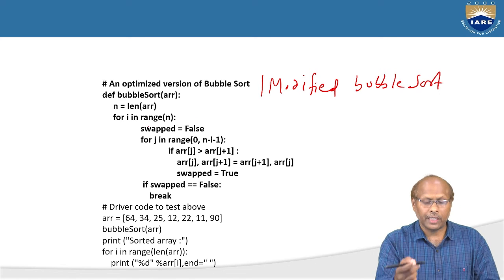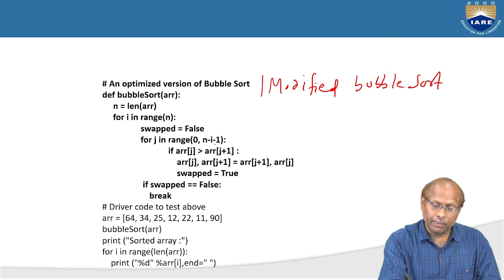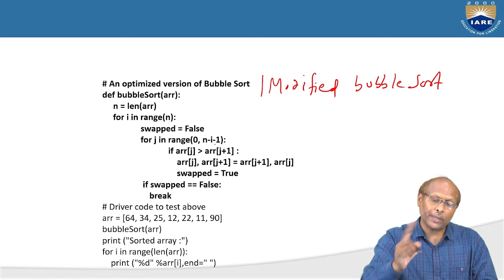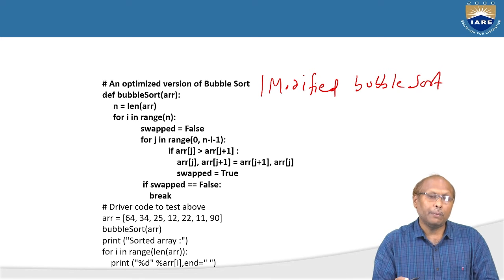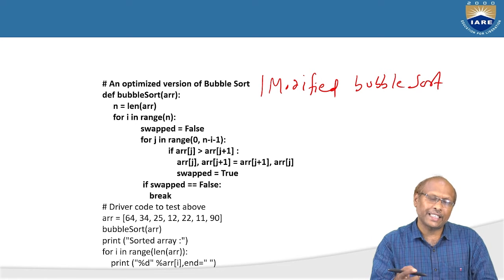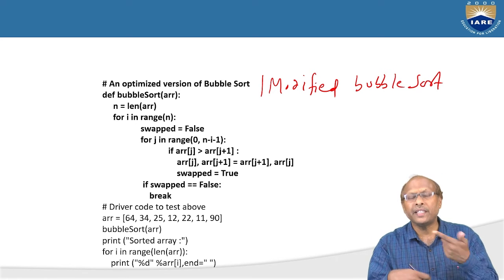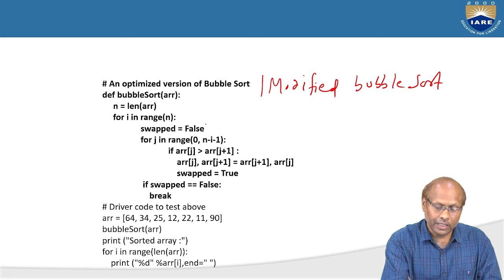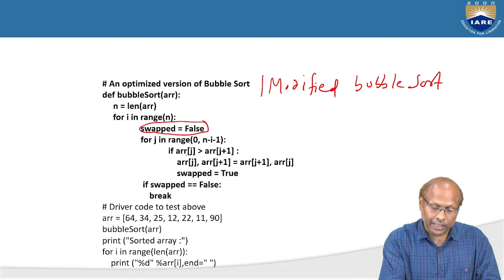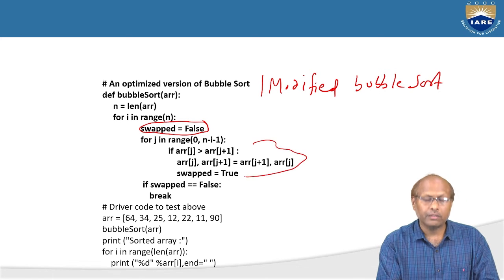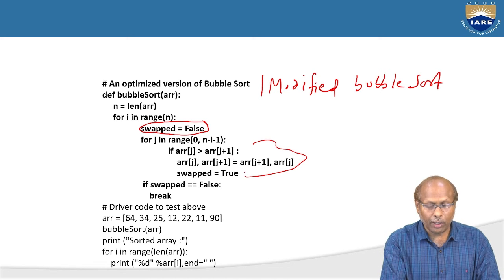So in the modified bubble sort, please observe here. This is equivalent to the same sorting, but in every iteration we check whether the elements are swapped or not. If elements are not swapped in the first iteration itself, there is no need to do the remaining iterations. So here you introduce a variable called swapped. Initially swapped is false. If array of j is greater than array of j plus 1, then I am writing swapped equal to true.